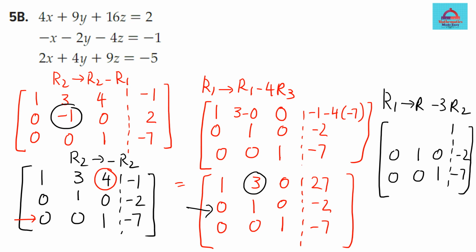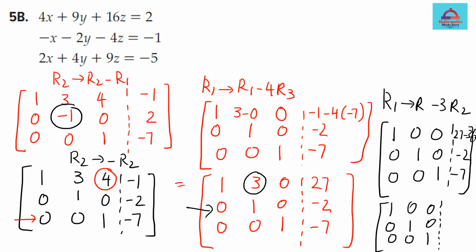I will just change this one. So 1 is as it is. 3 minus 3 times this becomes 0, and this is also 0, and 27 changes. So it becomes 27 minus 3 times minus 2. So just add, and finally we get our answer. We have reached the identity matrix. So the solution, the numbers on the right, are 33, minus 2 and minus 7.